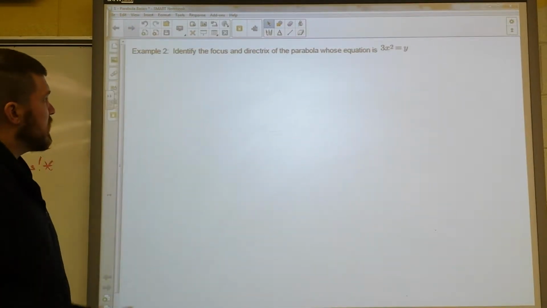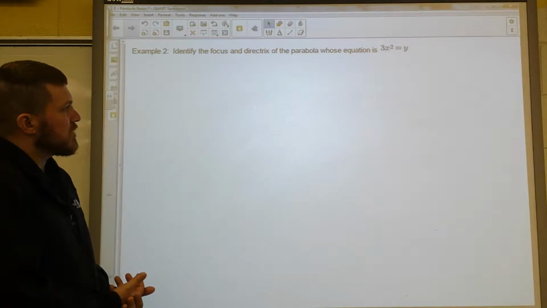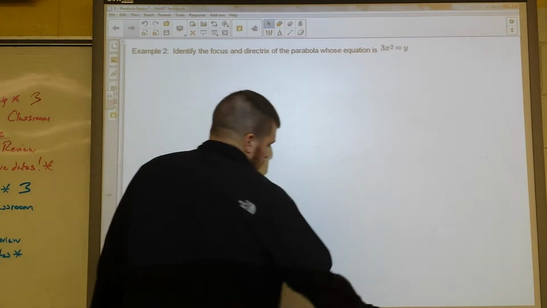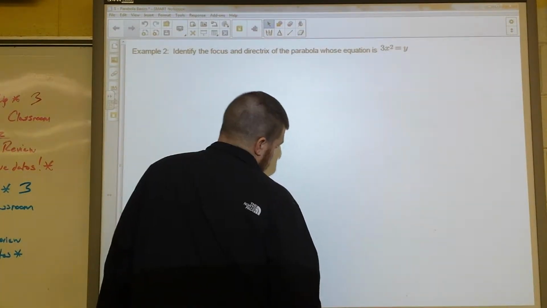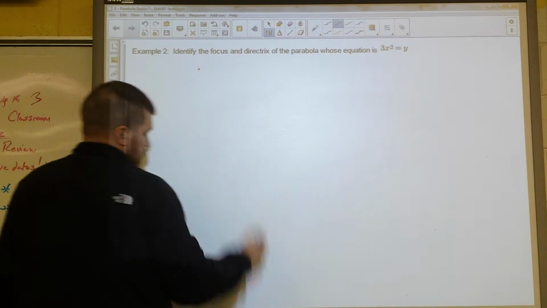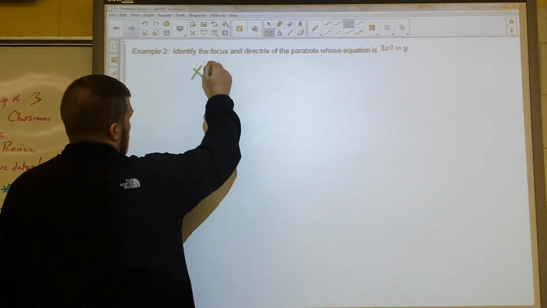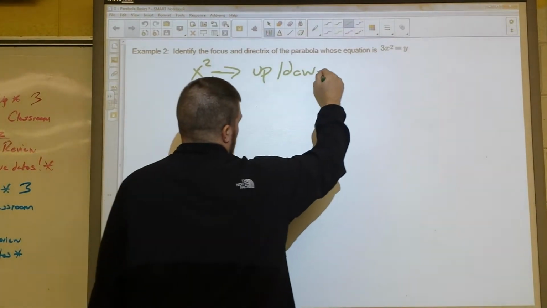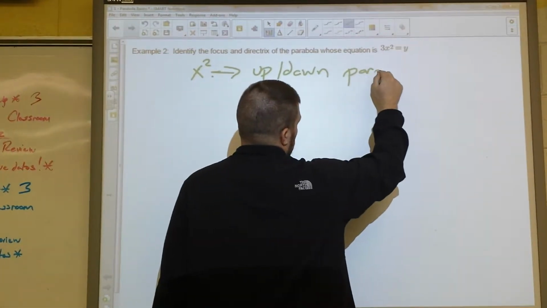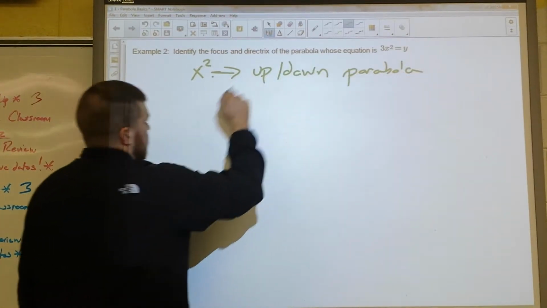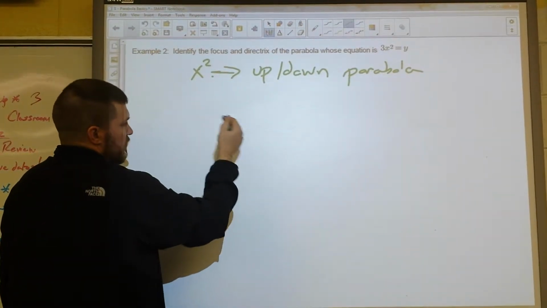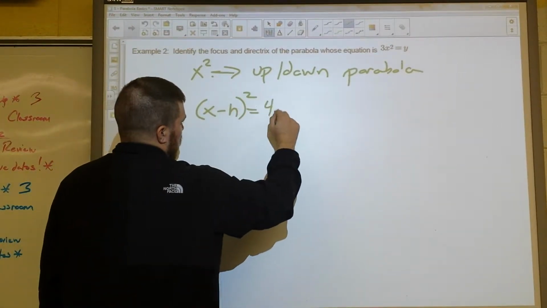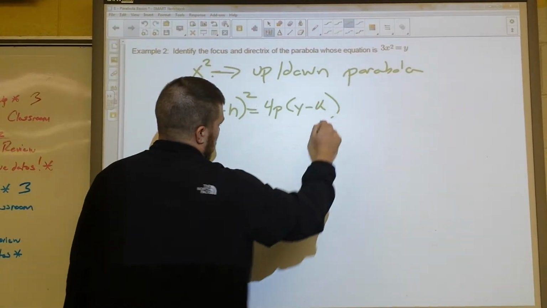So here, in example 2, we want to identify the focus and the directrix of the parabola whose equation is 3x squared equals y. Alright, so first off, my rule: since I have x squared, that means I have an up and down parabola. And since I know it's up and down, I know my equation for this parabola is (x minus h) squared equals 4p times (y minus k).